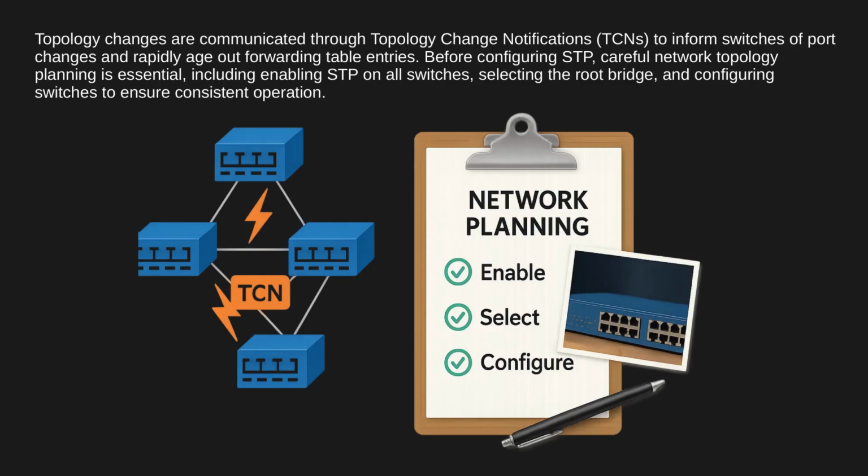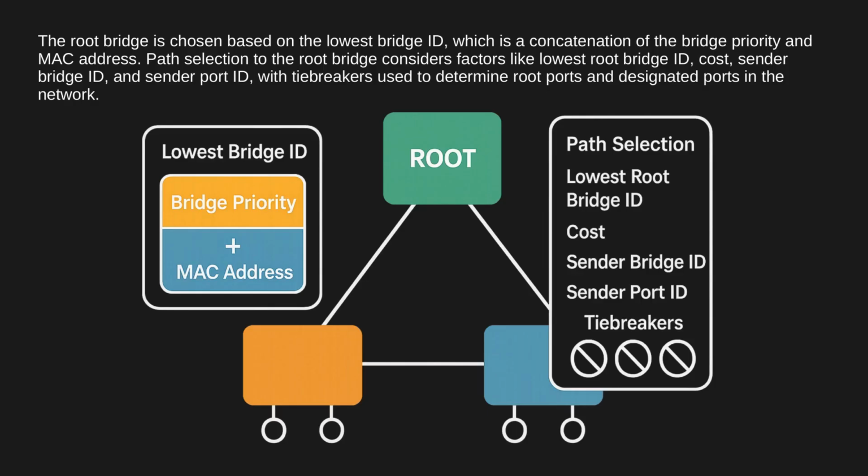Before configuring STP, careful network topology planning is essential, including enabling STP on all switches, selecting the root bridge, and configuring switches to ensure consistent operation. The root bridge is chosen based on the lowest bridge ID, which is a concatenation of the bridge priority and MAC address. Path selection to the root bridge considers factors like lowest root bridge ID, cost, sender bridge ID, and sender port ID, with tiebreakers used to determine root ports and designated ports in the network.